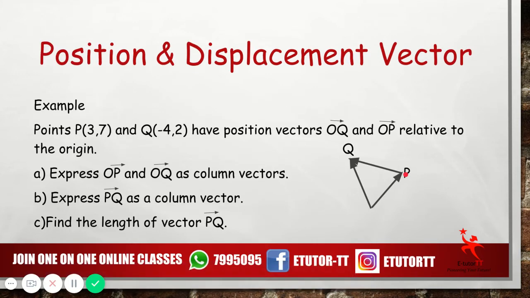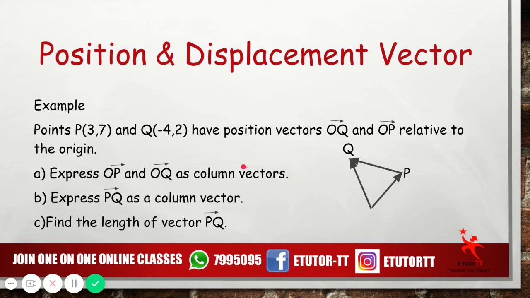Example of position and displacement vectors. Points P (3, 7) and Q (negative 4, 2) have position vectors OP and OQ relative to the origin. A. Express vector OP and vector OQ as column vectors. B. Express vector PQ as a column vector. And C. Find the length of vector PQ.